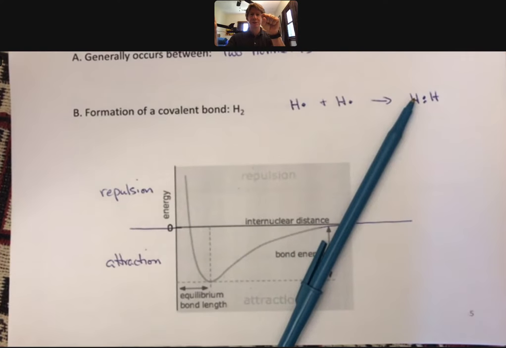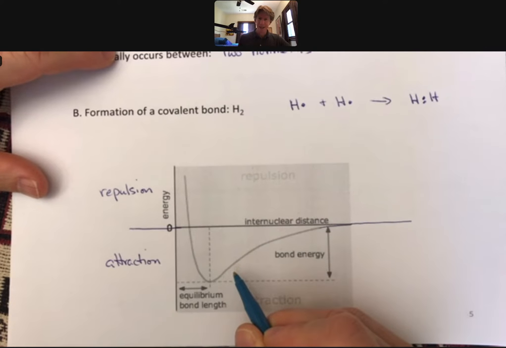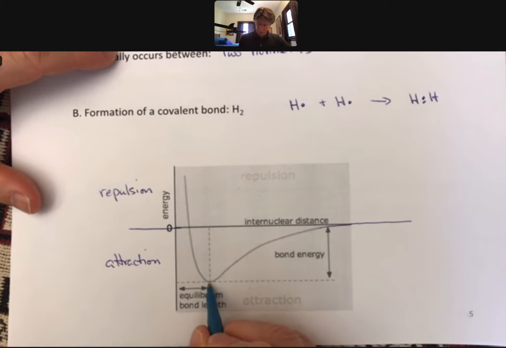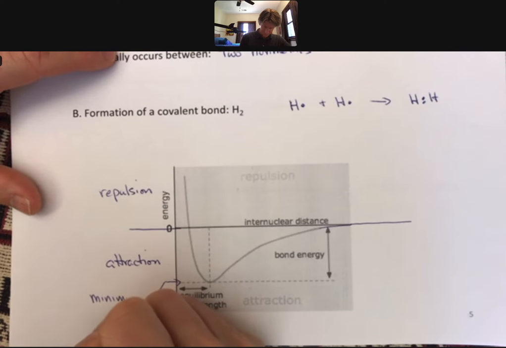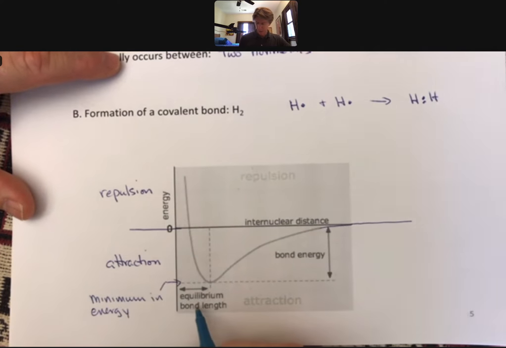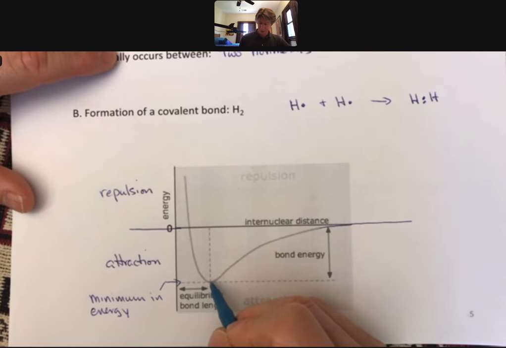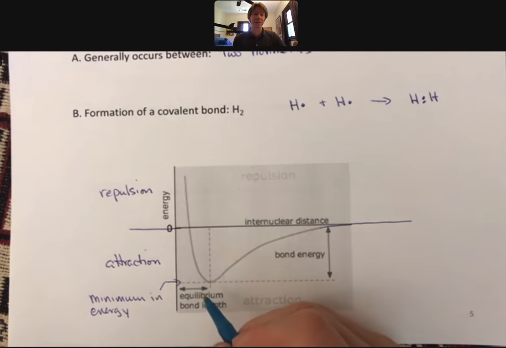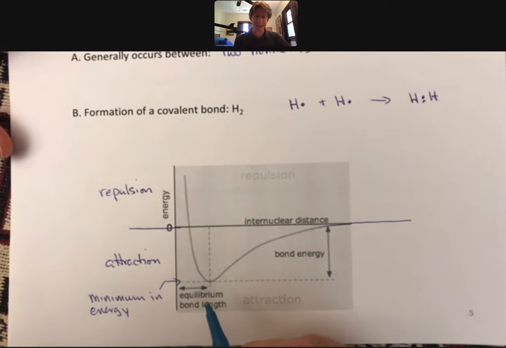As you bring these two atoms together, what you can see is that there will be an attraction as they get closer together. And then at some point, there's a minimum in energy. And we're calling this the equilibrium bond length. You can see it says attraction and repulsion there. These two hydrogen atoms are attracted to each other, and they maximize the attraction. They minimize the energy between them here, and that's the bond length or the bond distance.